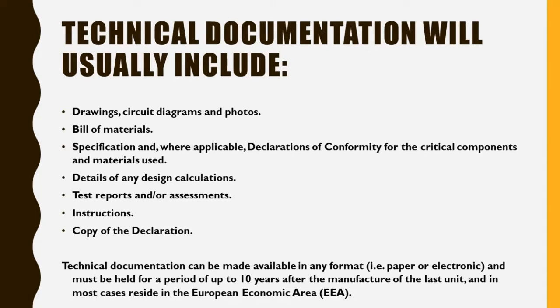Technical documentation will usually include technical description, drawings, circuit diagrams, and photos, bill of materials, specification and, where applicable, declarations of conformity for the critical components and materials used, details of any design calculations, test reports and/or assessments, instructions, copy of the declaration. Technical documentation can be made available in any format, i.e. paper or electronic, and must be held for a period of up to 10 years after the manufacture of the last unit, and in most cases reside in the European Economic Area (EEA).